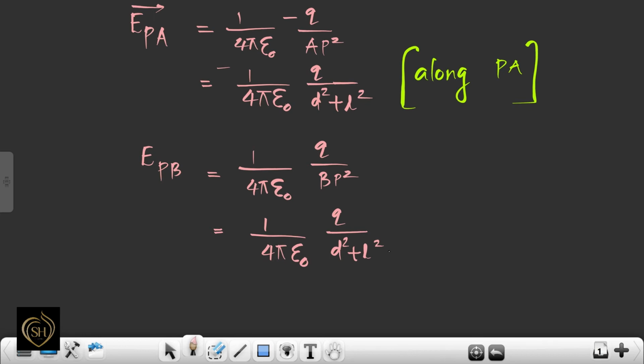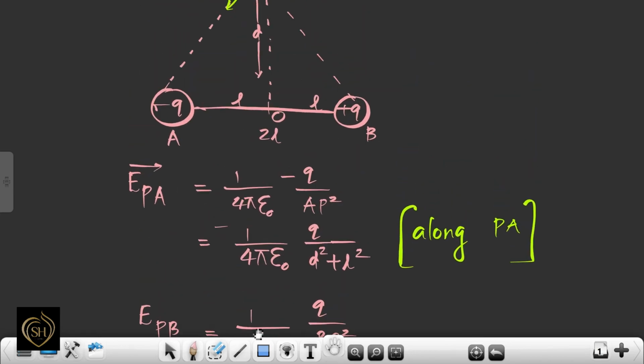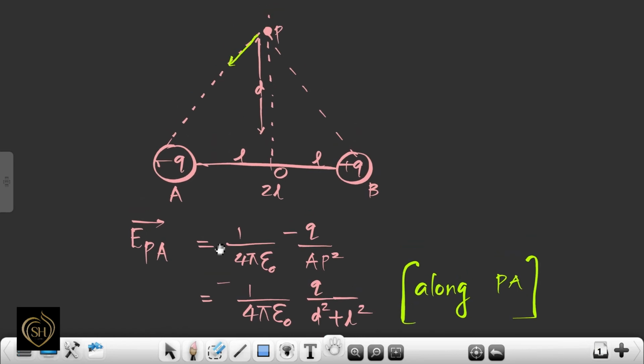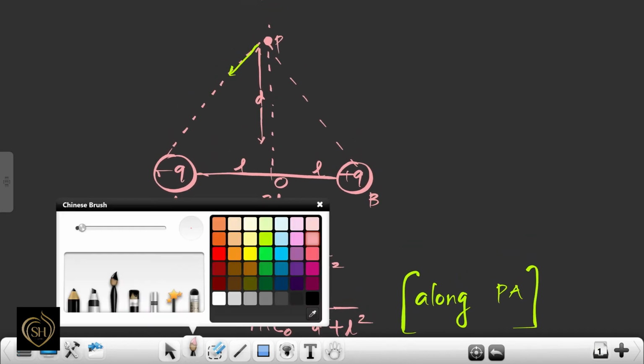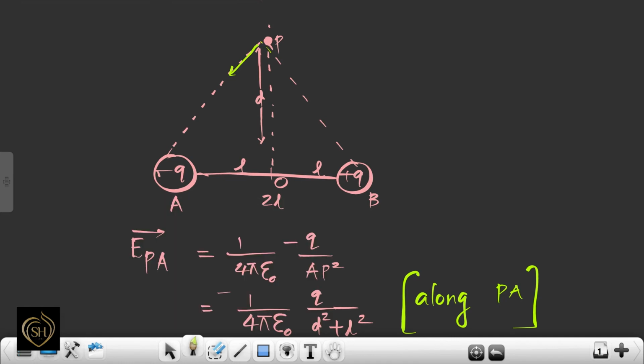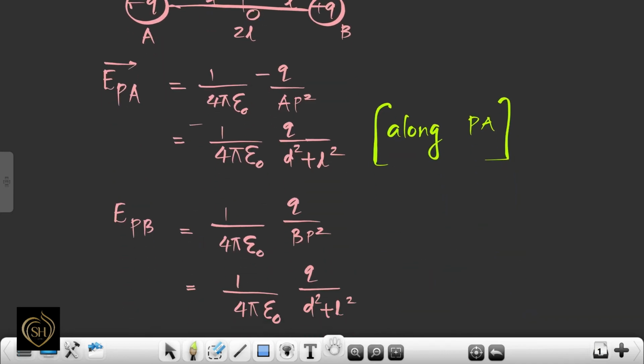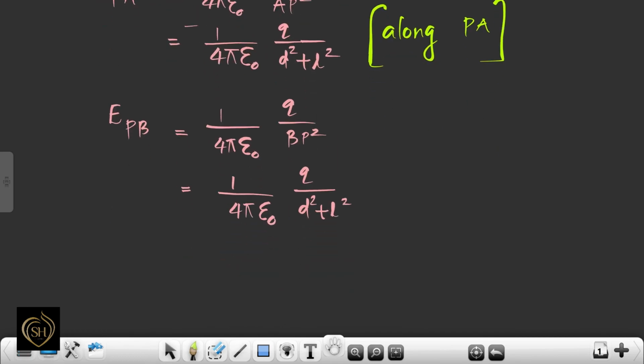Then, what will be the direction of EPB? Since the charge is positive, the intensity will be directed outwards. If this is a point Q, the direction will be towards PQ, along PQ.